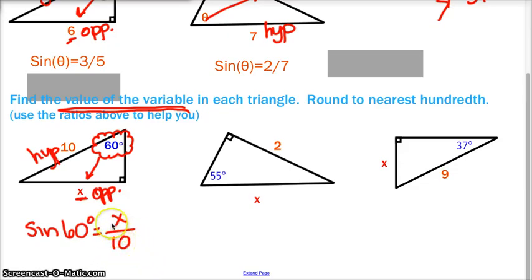Here we have an equation. We need to get x by itself. Think back to Algebra 1. To undo division, we use multiplication.